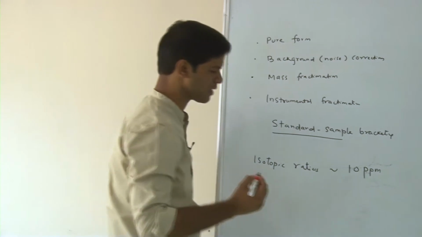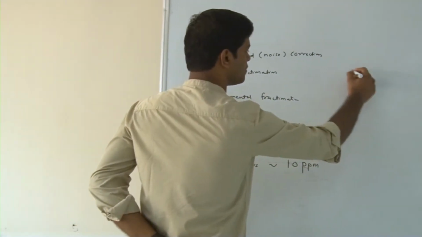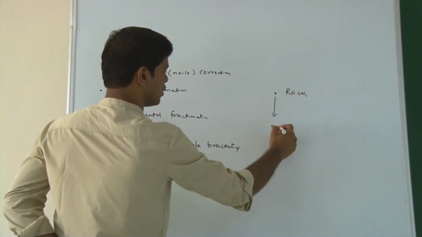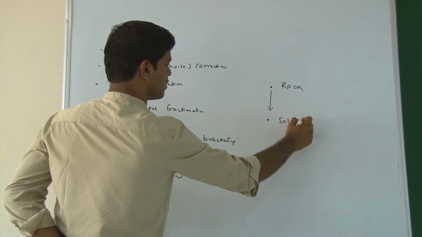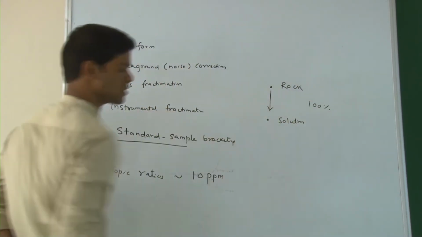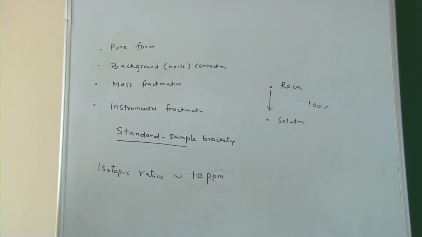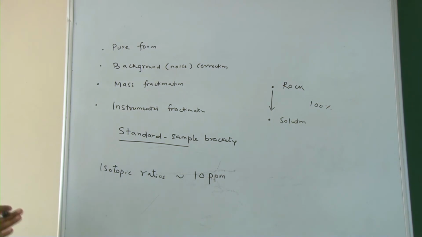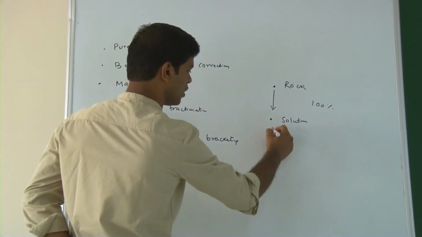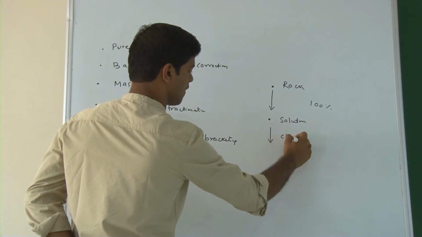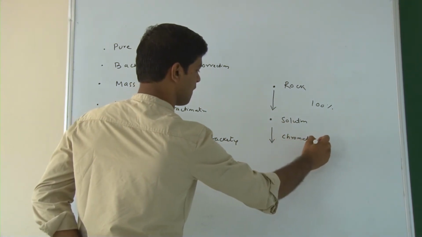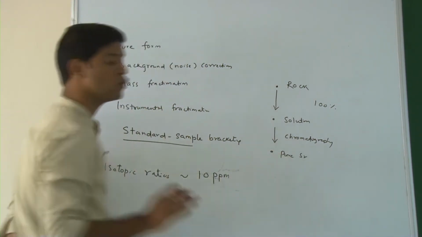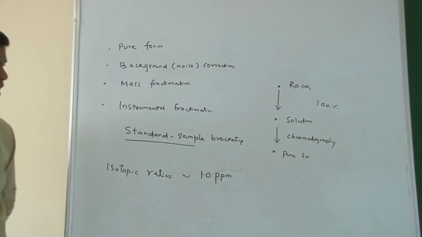To give you an example, you take a rock, this is the rock powder that you dissolve, you prepare a solution, this is expected to be 100%, okay. So, you may not lose out anything. You can do a good job and completely dissolve the rock to prepare a solution. Now, after the solution, when you are doing the column chemistry, the chromatography to extract the pure strontium, you actually do not get 100% efficiency.